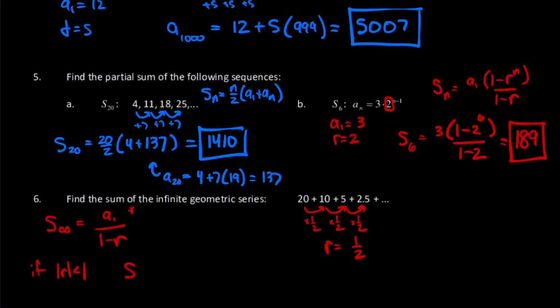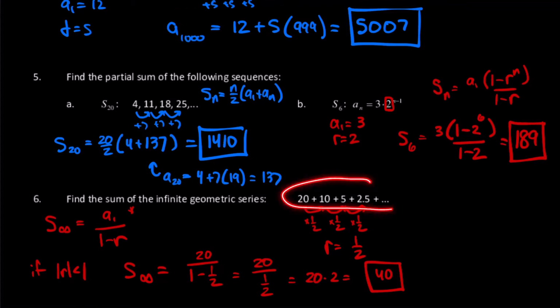So if I want to find the sum of the infinite series, I need a sub 1, which is 20, over 1 minus 1/2. So check this out. We can actually do this very easily without a calculator. It's going to be 20 over 1/2. Copy, change, flip. 20 times 2, that's 40. So the sum of this infinite geometric series is exactly 40.